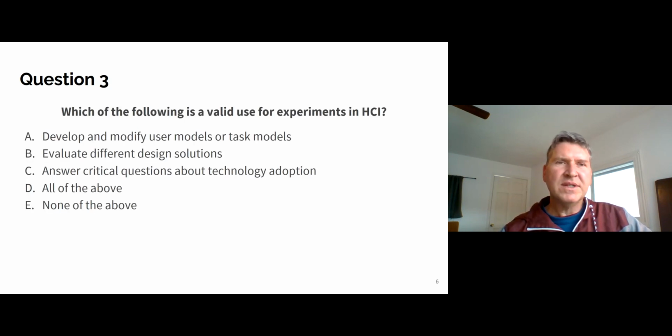Now the third question, which of the following is a valid use for experiments in HCI? You can see the 5 choices here, and I'll pause it and let you make your decision. So A is certainly plausible, and B is certainly plausible, and C certainly plausible. So it looks like D, which includes A, B, and C, is the best answer.